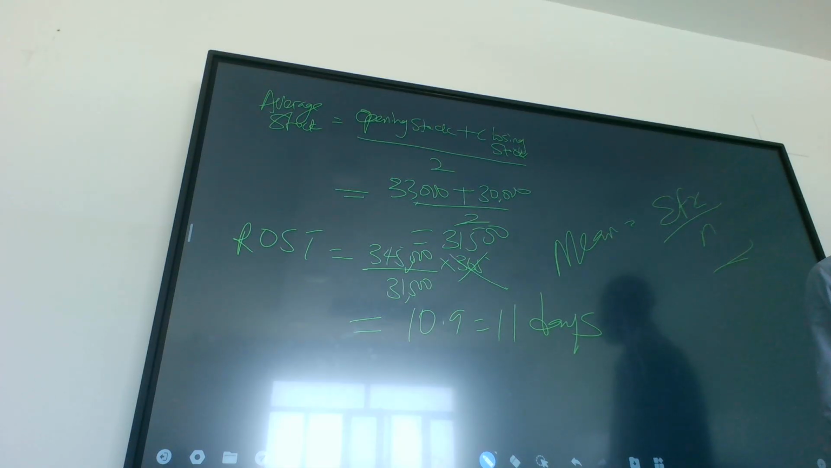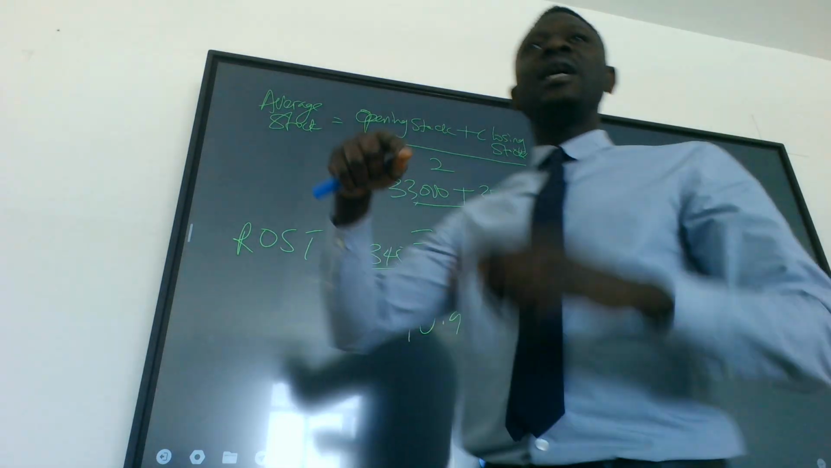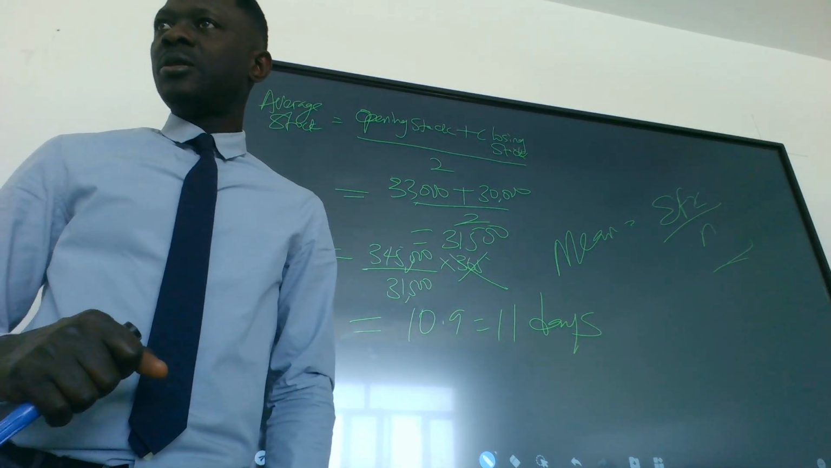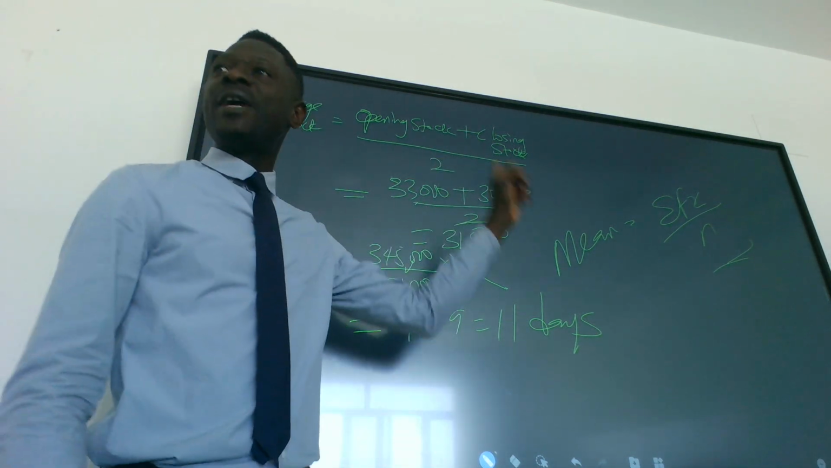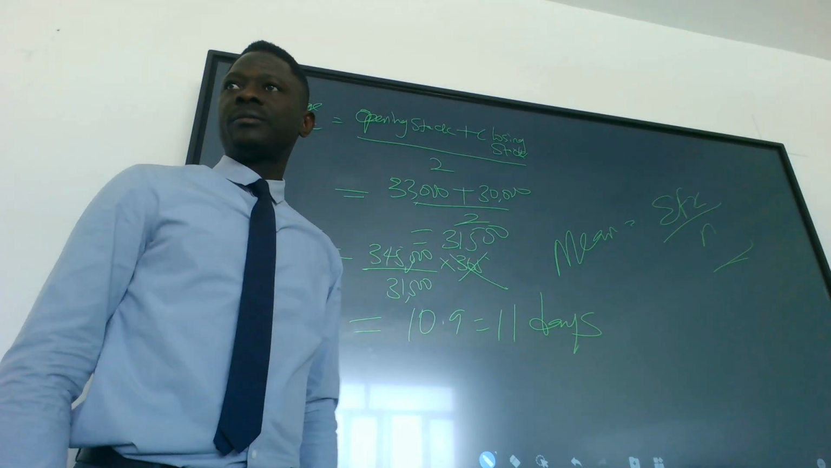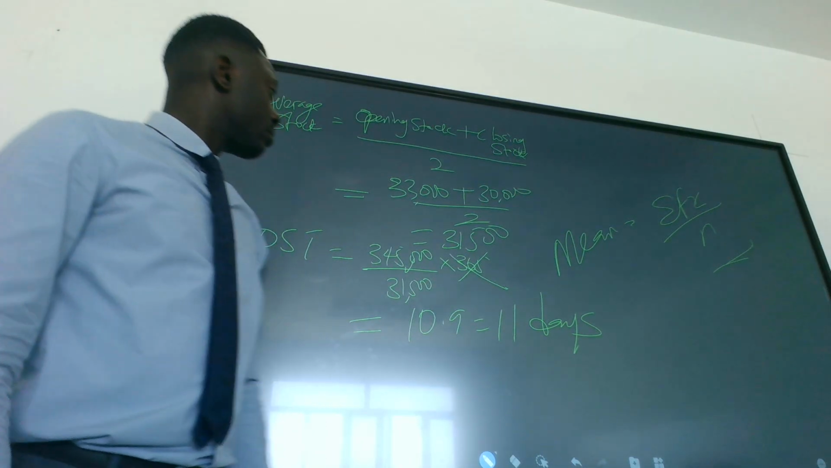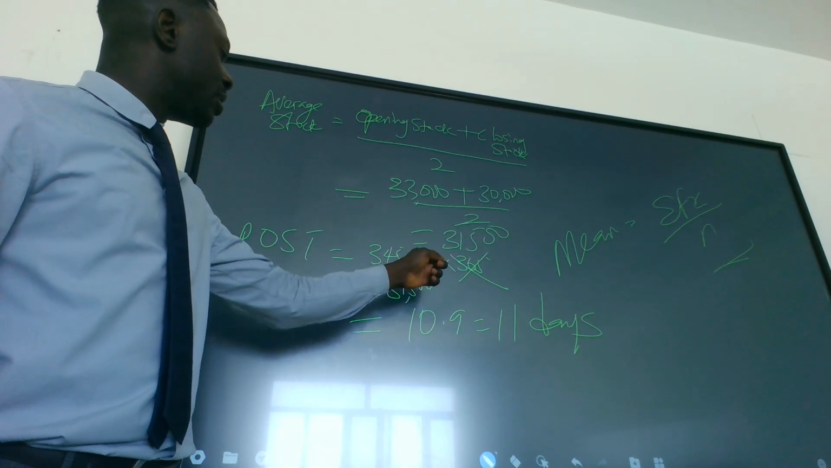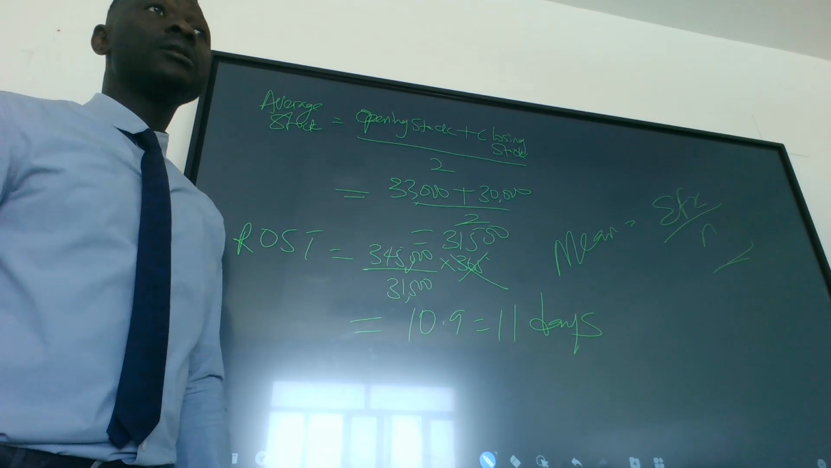Do you get it? Our rate of stock turnover means the number of days we are expected to sell our stock. It is the cost of sales divided by average stock. 34,500 divided by 31,500.